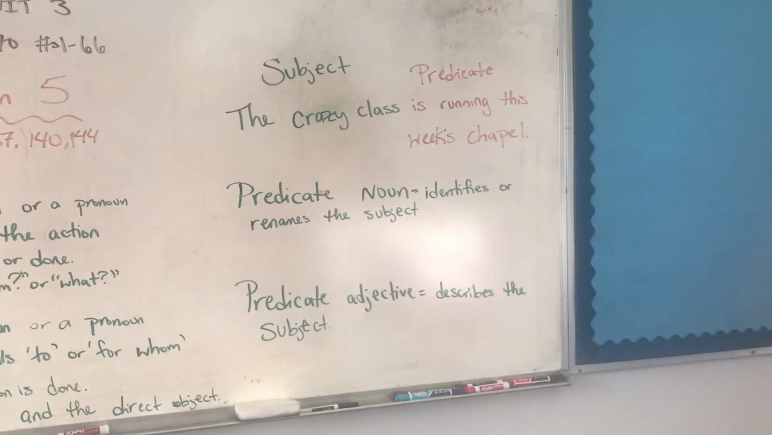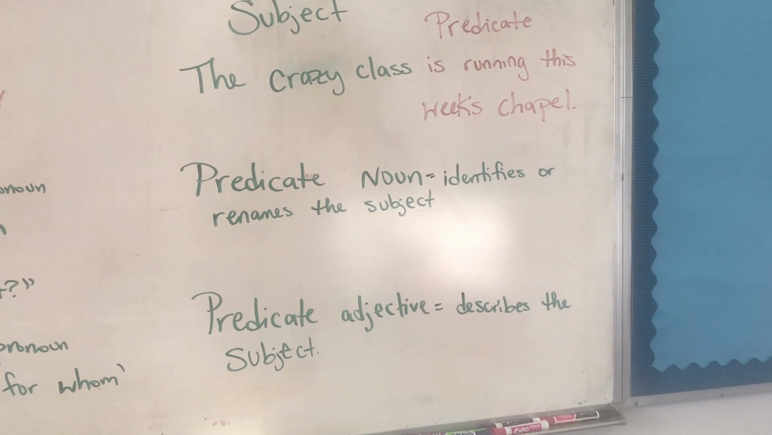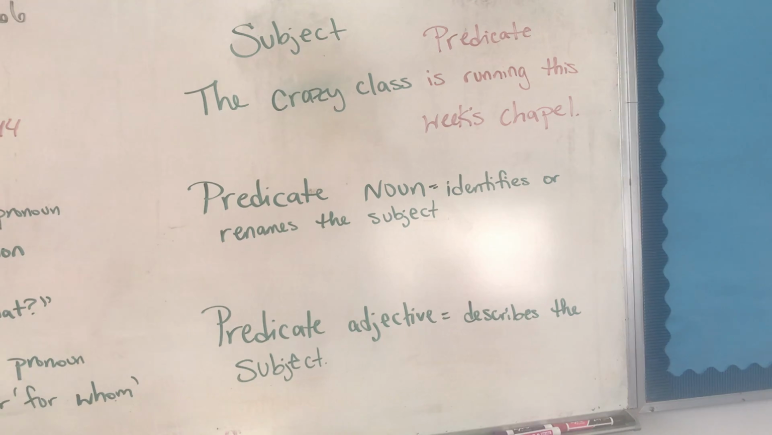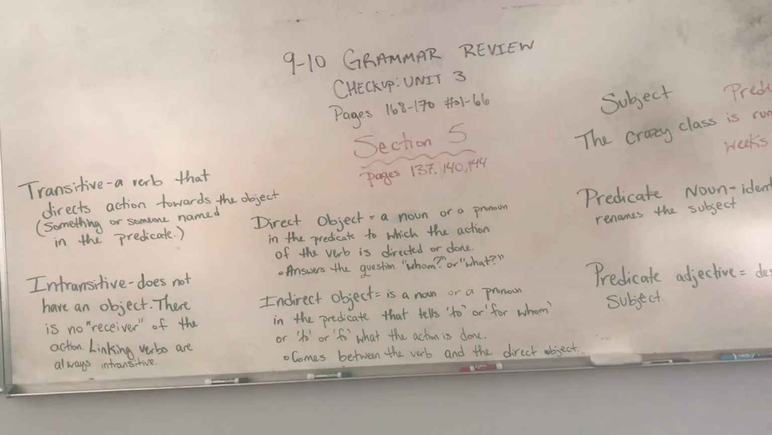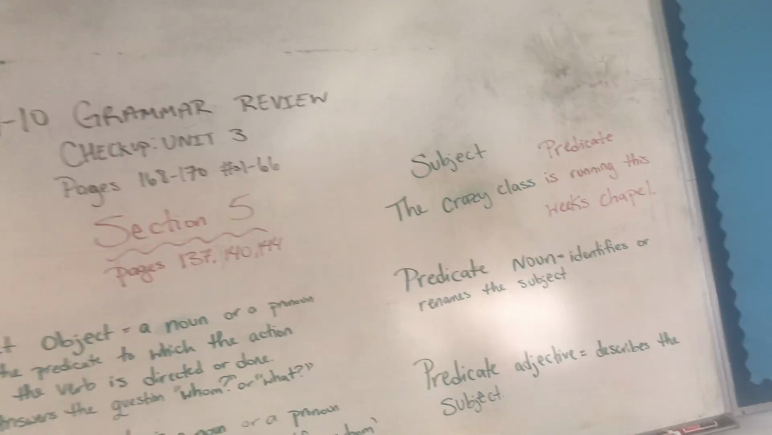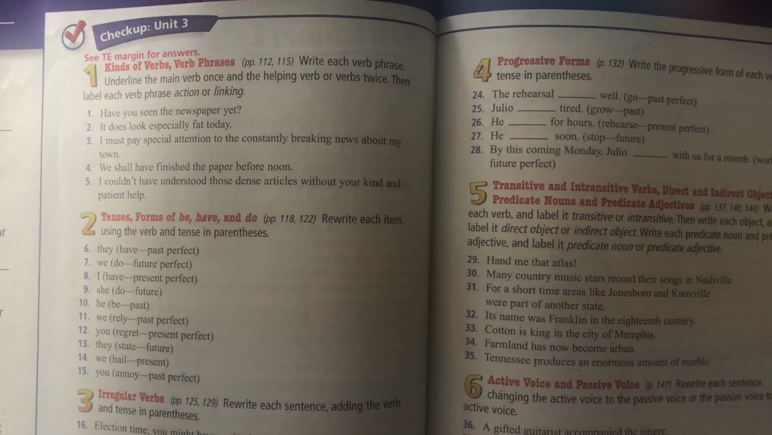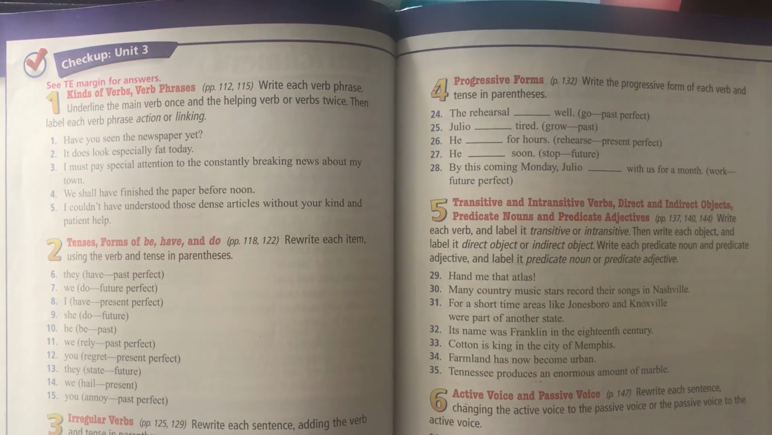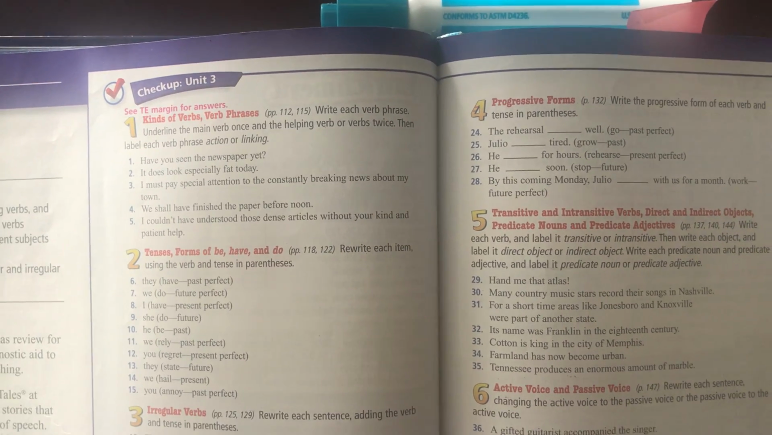And then our last two definitions, we have predicate noun, which identifies or renames the subject, and then a predicate adjective, which describes the subject. So we'll refer back to these definitions as needed. But let's go to our textbook. We're on 169, section 5. So we're looking at 29 through 35. And I think I'll do about 3 from this section just so we get a gist of it.